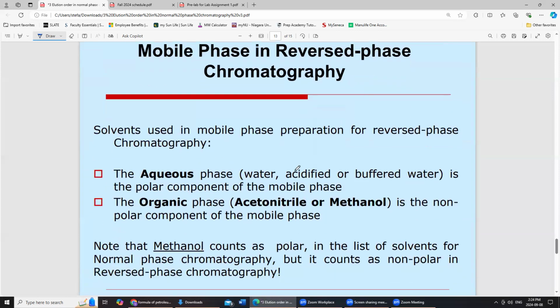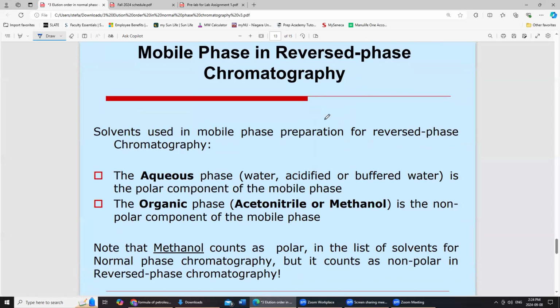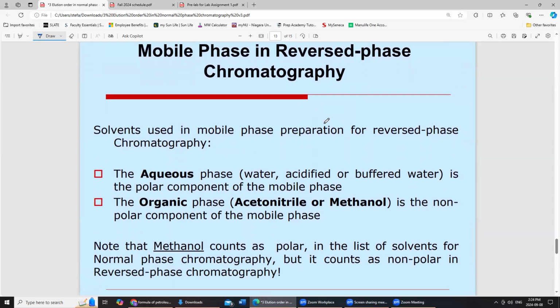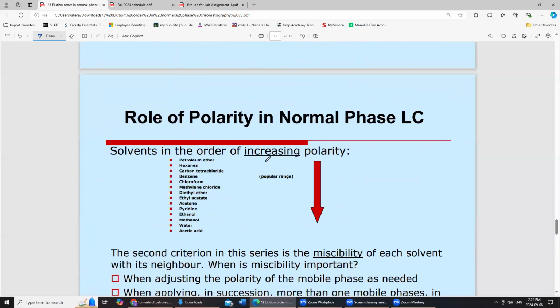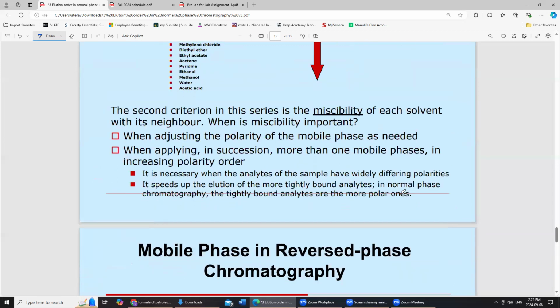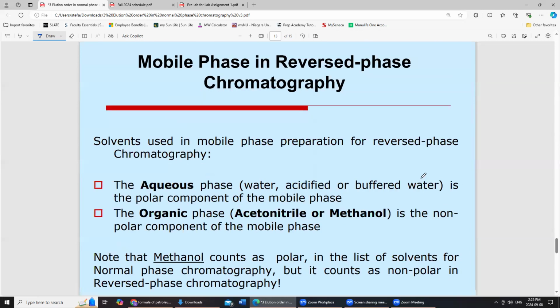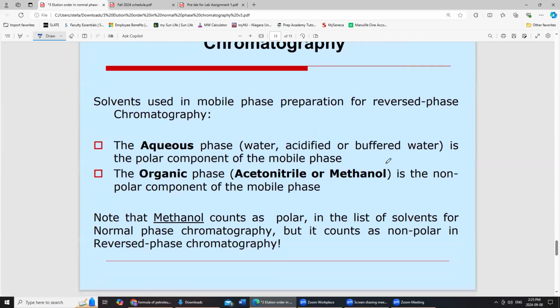Okay, so in reverse phase chromatography, your aqueous phase will be your polar component of the mobile phase. The organic phase will be your non-polar component of the mobile phase. And again, we're just reversing what we're looking for. We want our solvents to increase in polarity to remove things off of the column faster when it's normal phase, and the opposite for reverse phase.